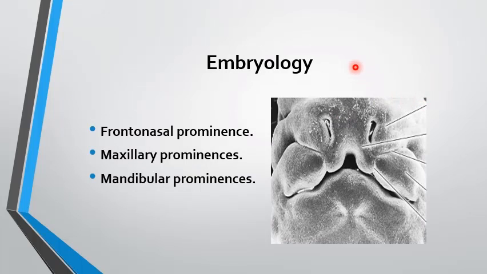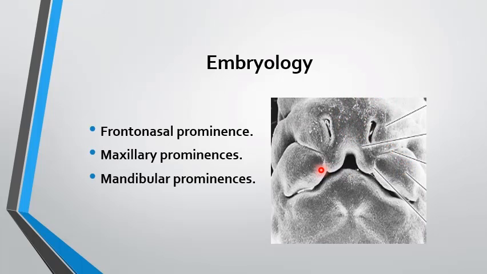To revise your embryological knowledge, the face develops from 5 prominences named the frontonasal prominence, 2 maxillary prominences, and 2 mandibular prominences. The frontonasal prominence, from its name, fronto, it forms the forehead, and naso, it forms the nose. This is the frontonasal process.